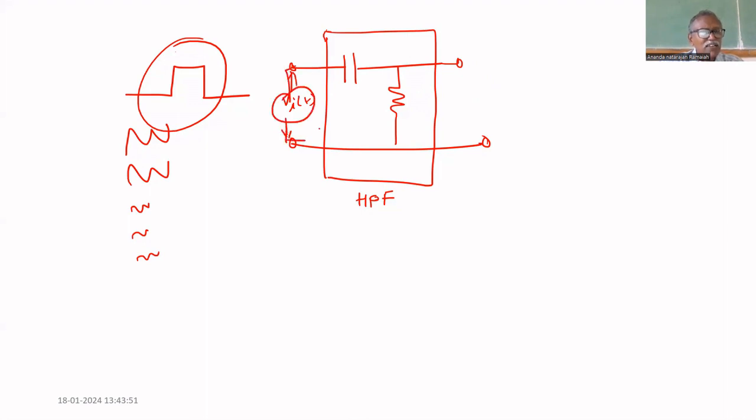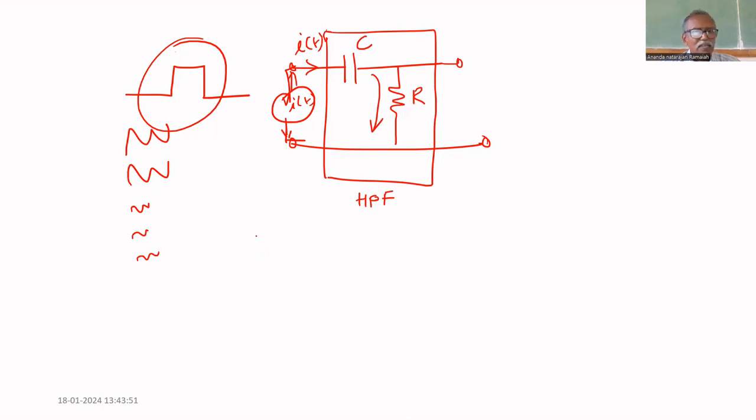Vi of t is given as input signal. Current through it is I of t, let us assume. Current is passing through this because the output port is open. That's why current is flowing through this. Let it be C, let it be R. What is the mathematical model of this?